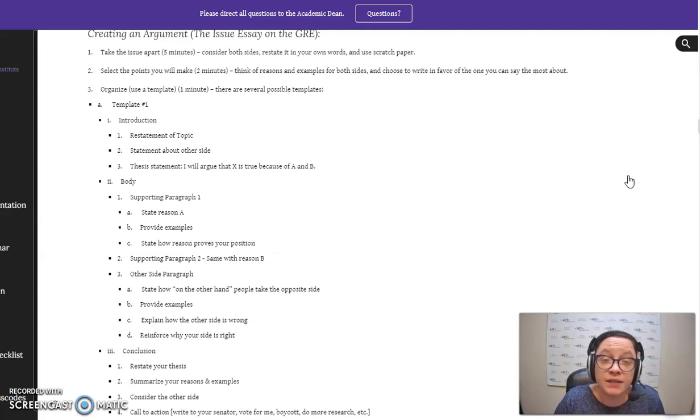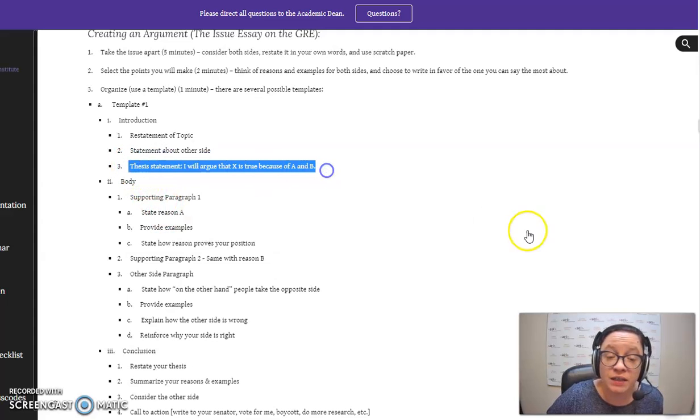Third, you organize, and this should only take about a minute if you used a previously memorized template. I've included several here on the orientation webpage. The first template, you start with your introduction, which always involves a restatement of the topic prompt in the student's own words. Secondly, a statement about what the other side is. And third and finally, the thesis statement: I will argue that X is true for reasons A and B.